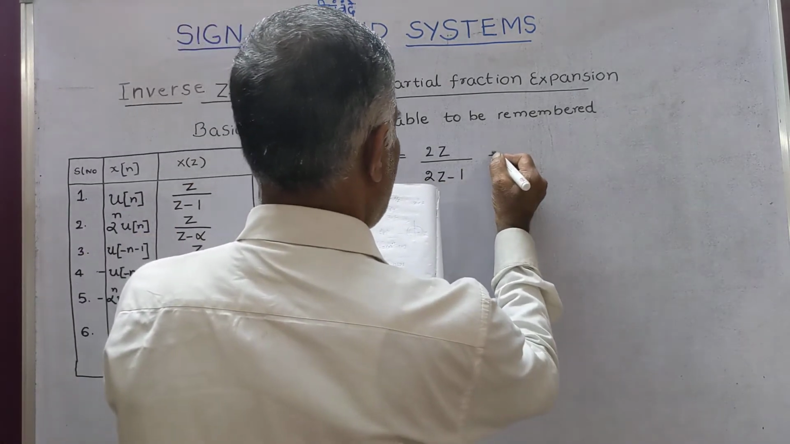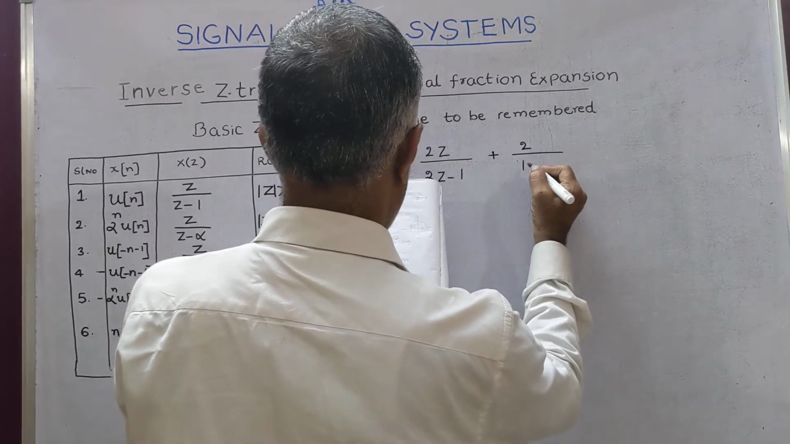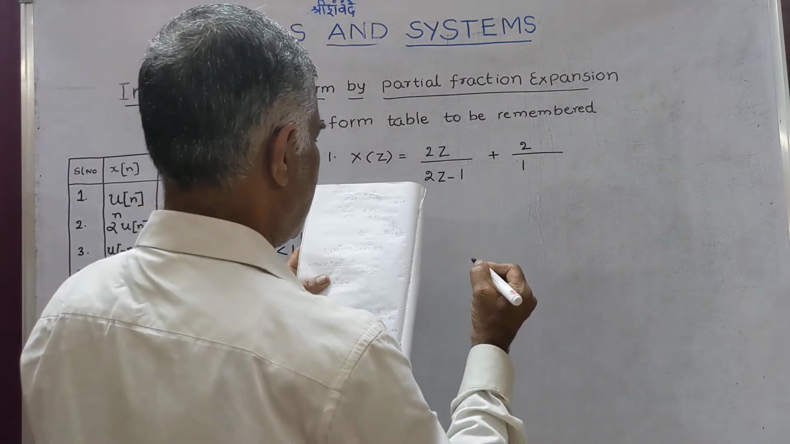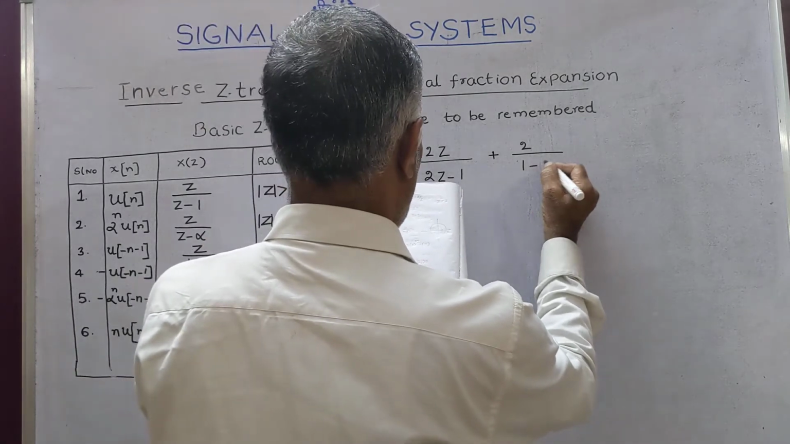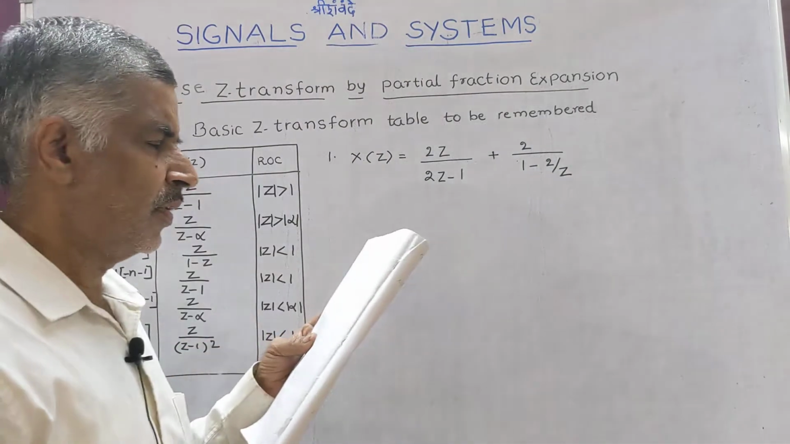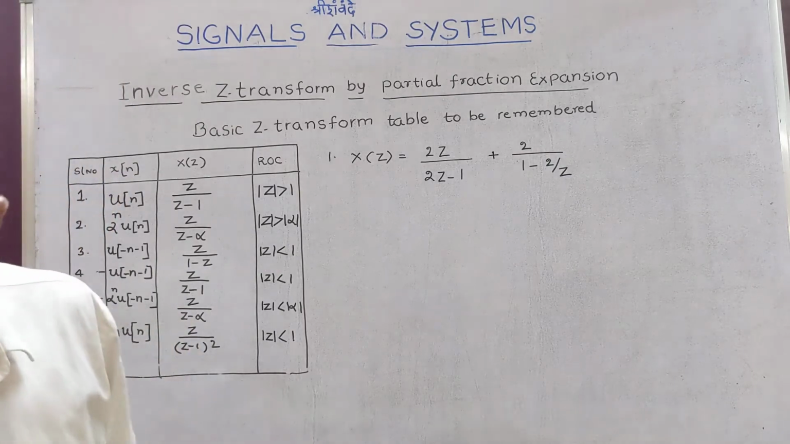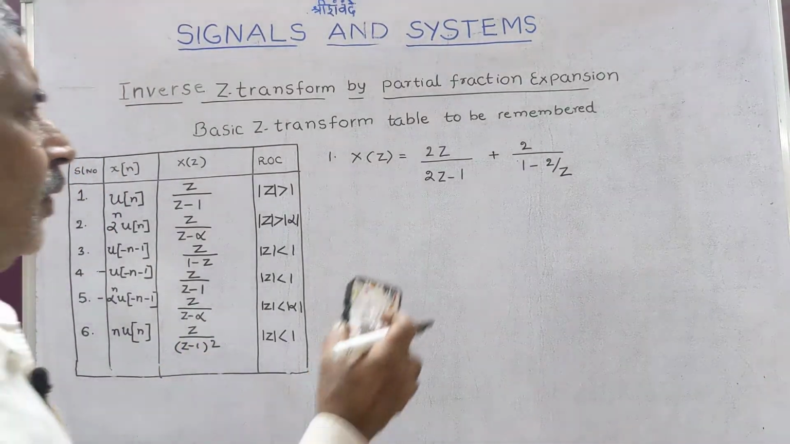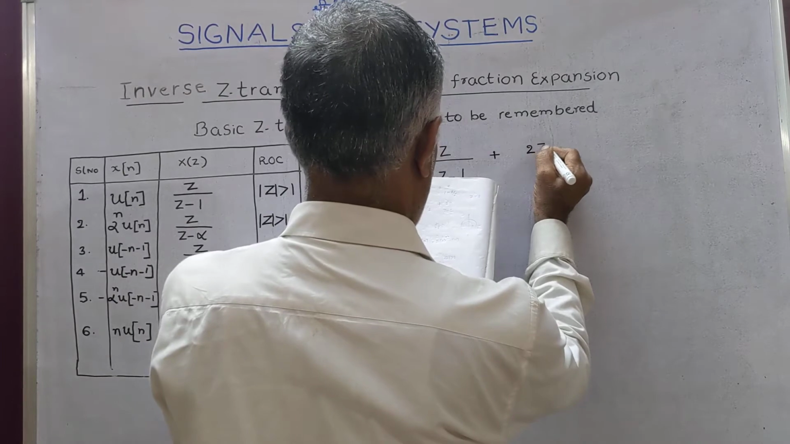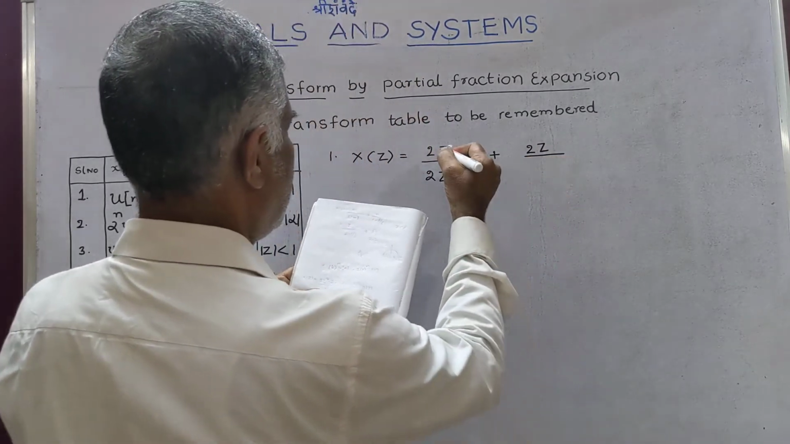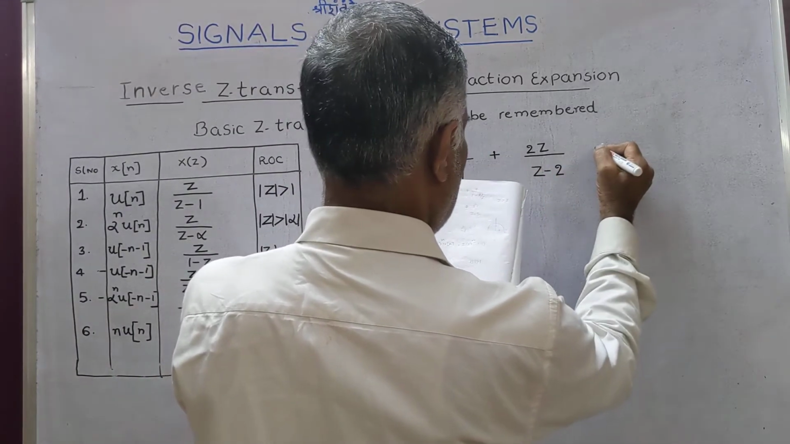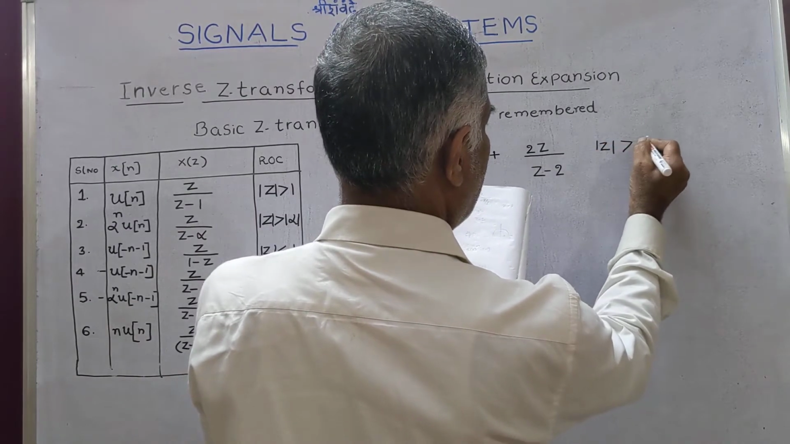X(z) = 2z over (2z minus 1) plus 2z over (z minus 2), with ROC mod z greater than 2.